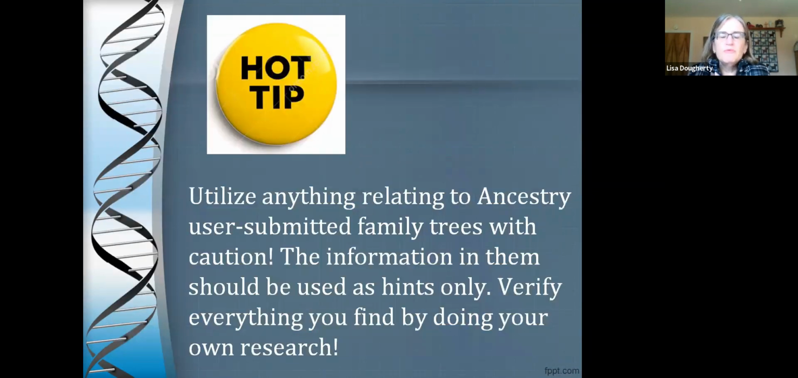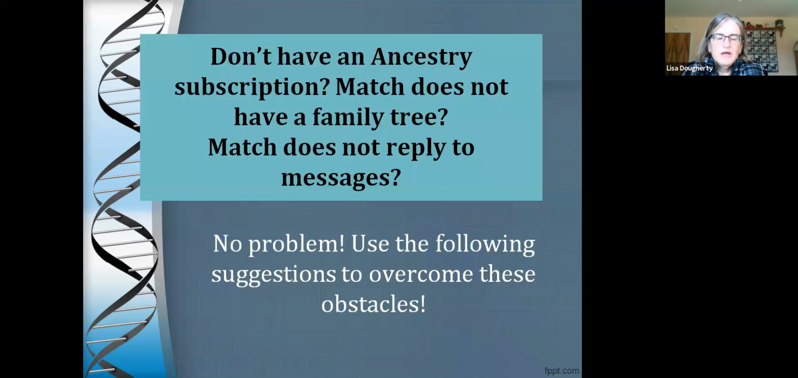Of course, we want to utilize anything that's user submitted on Ancestry with caution, because people can be just putting things in their trees and not substantiating them. They can just be having names in. Ancestry might guess, and they might say this person has the same name as this person, and they might not match you up exactly where you go. Especially, you want to be very cautious with distant relationships. Closer relationships tend to be a little bit more reliable, but definitely you want to verify everything you find by doing your own research. So what happens if you don't have an Ancestry subscription?